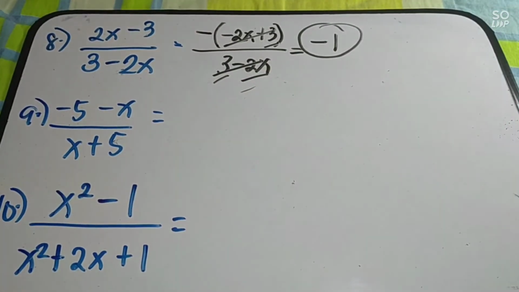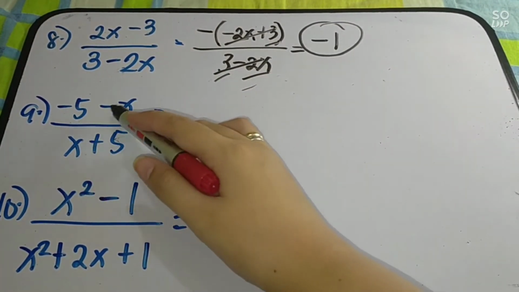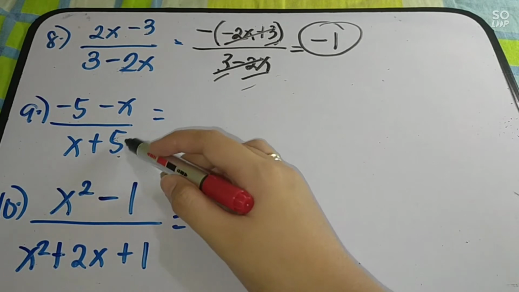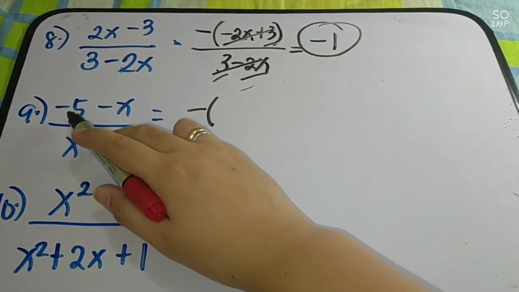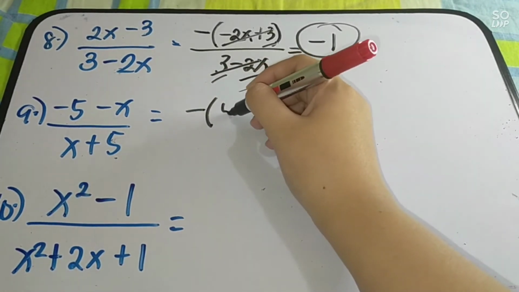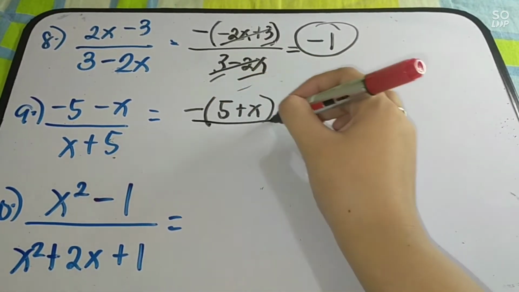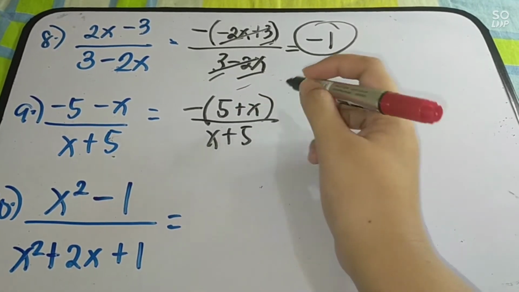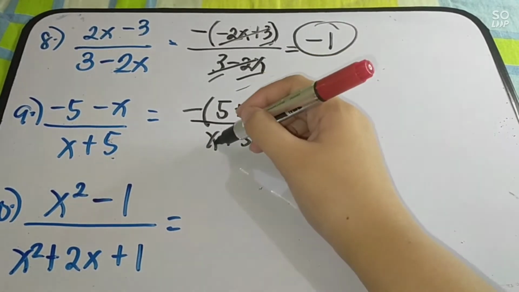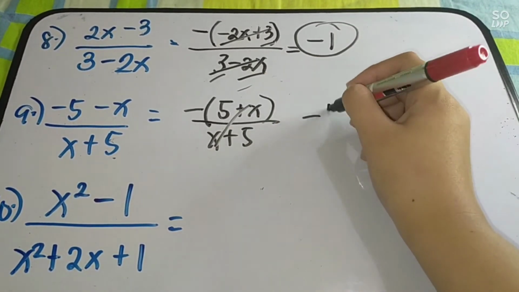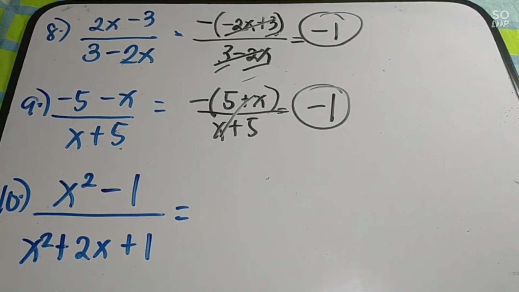Next tayo, number 9. Same case with number 8. So, negative ito, negative. Ito nga lang, positive and positive. So, maglabas ka ulit ng negative sa labas. Negative. So, itong negative 5, magiging positive 5. Itong negative x, magiging plus x. Over x plus 5. Parehas na sila. Positive x, positive 5, positive 5. Cancelled out na to, so magiging siyang negative 1. Maliwanag? Next tayo, let us have number 10.